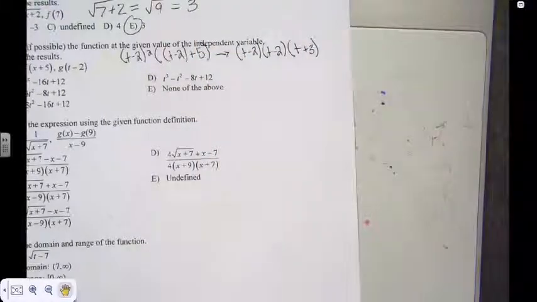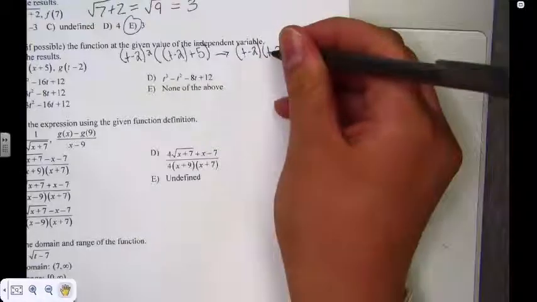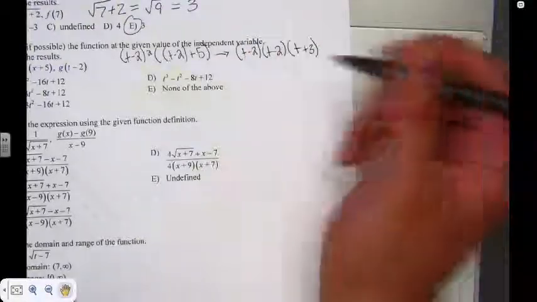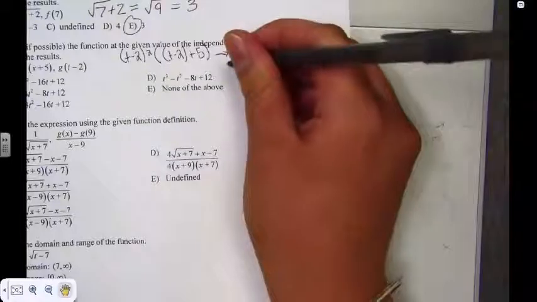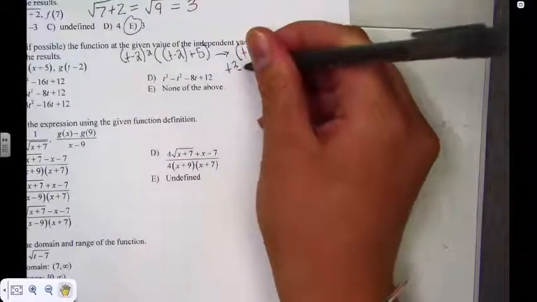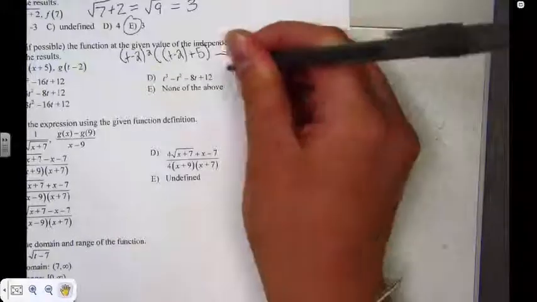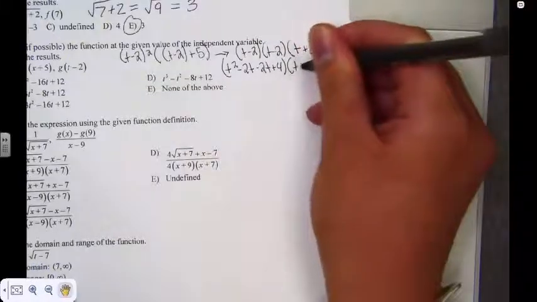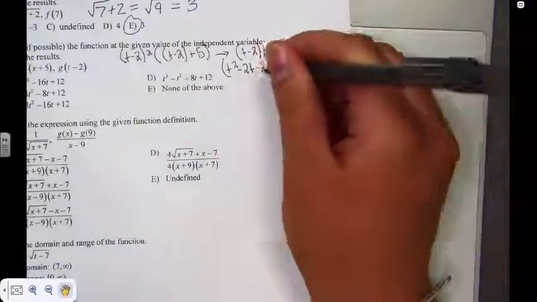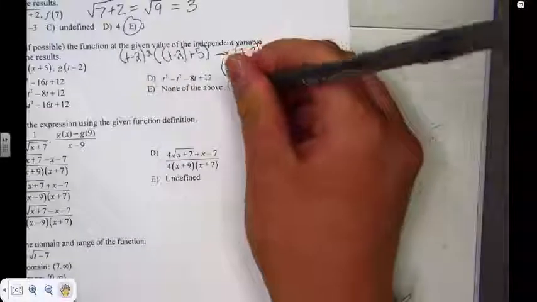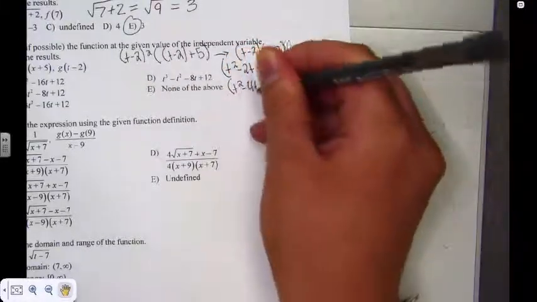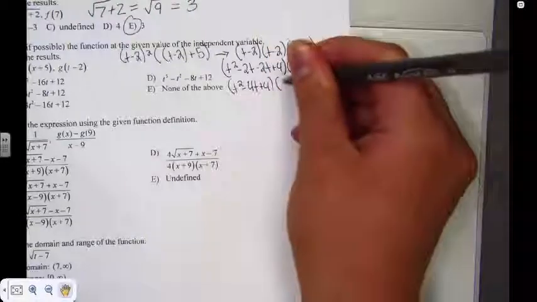And t minus 2 times t minus 2, you want to multiply out through the parentheses. So you get t squared minus 2t minus 2t plus 4 times t plus 3. And add these negative 2t's together. So you would have negative 4t plus 4 times t plus 3.